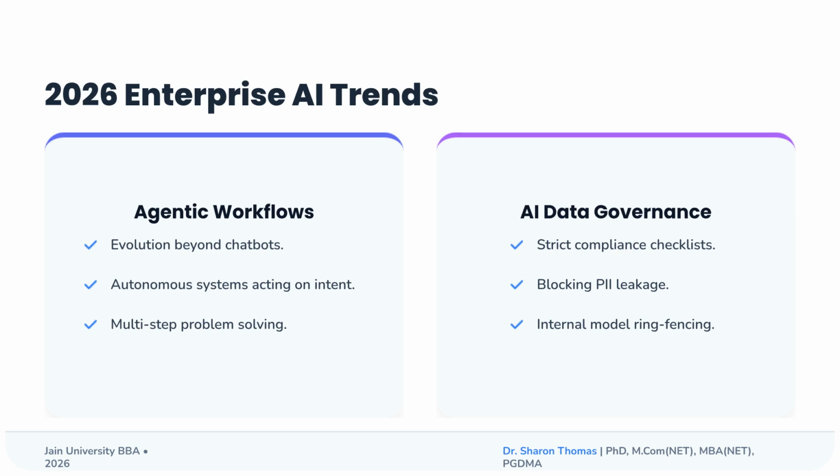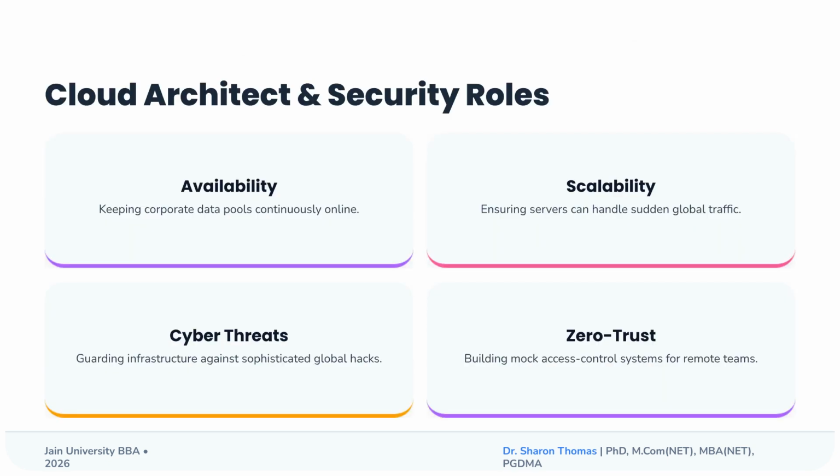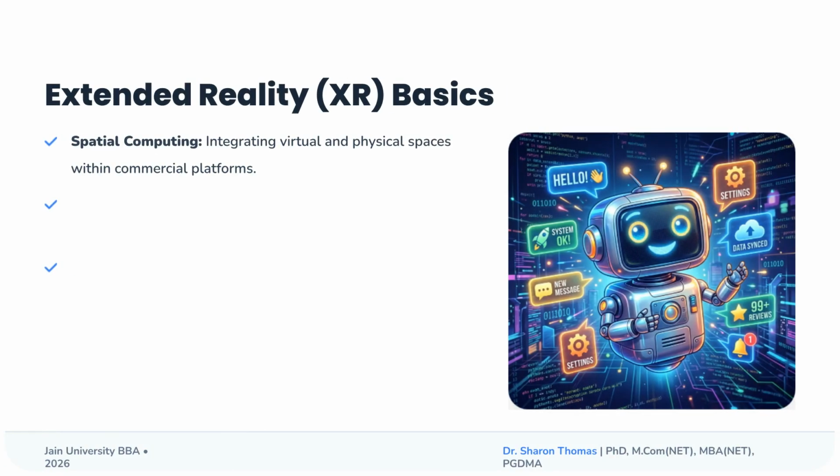Enterprise AI trends for 2026 are moving toward agentic workflows that act on intent, paired with strict data governance to ensure compliance and block potential leaks. Effective big data engineering relies on robust pipelines that handle raw ingestion, clean and process the information in a data lake, and provide actionable insights for the executive view. Cloud roles require a focus on high availability, scaling for global traffic, defending against sophisticated cyber threats, and adopting zero-trust access control systems. Extended reality, or XR, integrates virtual and physical spaces.